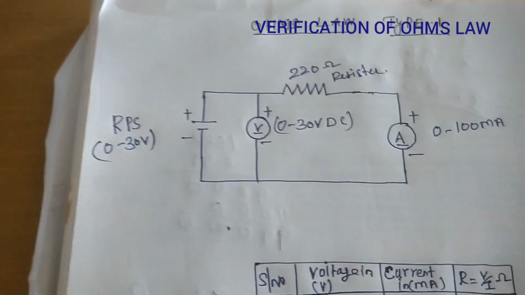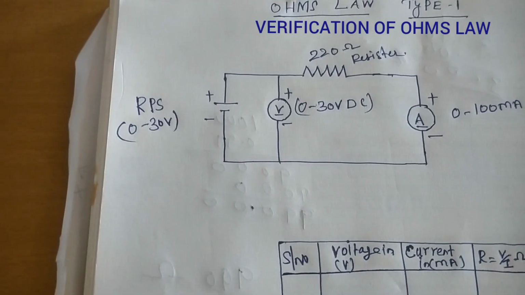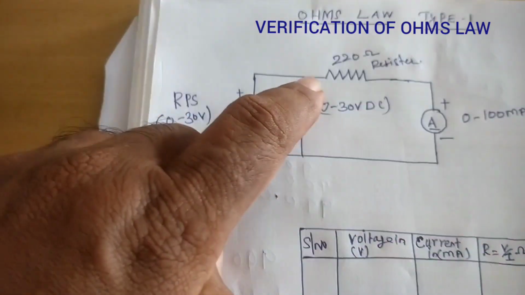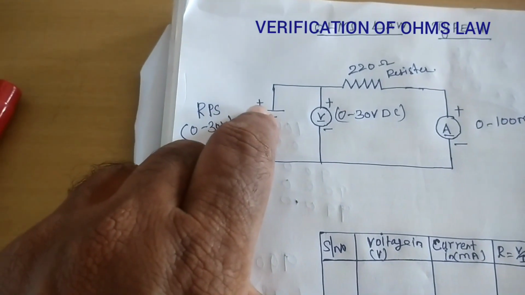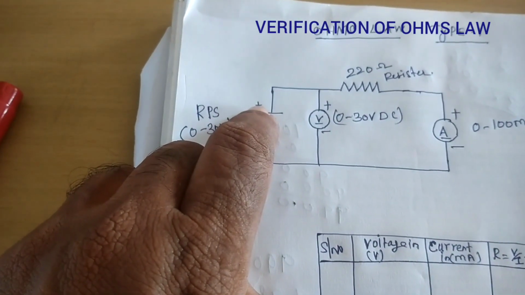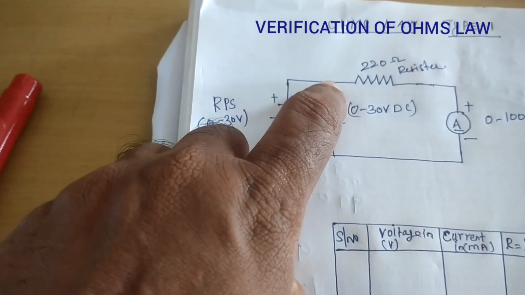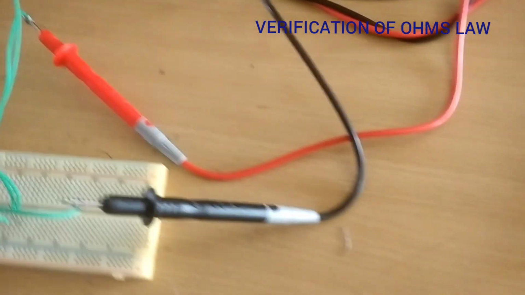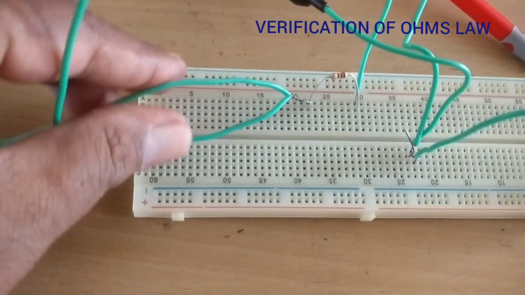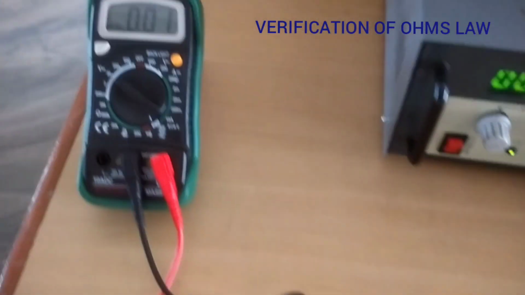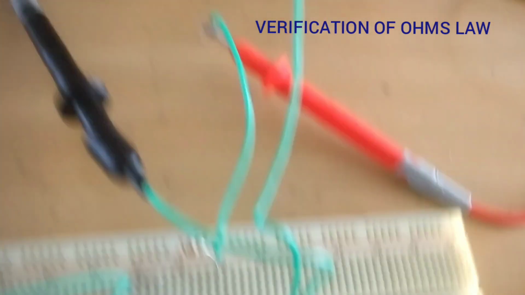Now we are going to give the connections as per the circuit diagram. You can see the resistance, and the positive of the RPS and positive of the voltmeter are in the same line. So we are giving the positive of the RPS and also the positive of the voltmeter. This acts as a voltmeter in the same line.